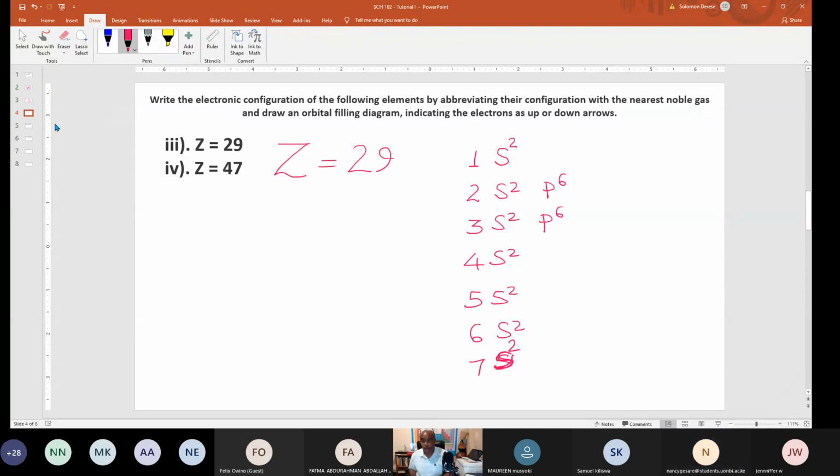Then we also have P in all the others. Okay, P6, P6, P6, P6. Okay.